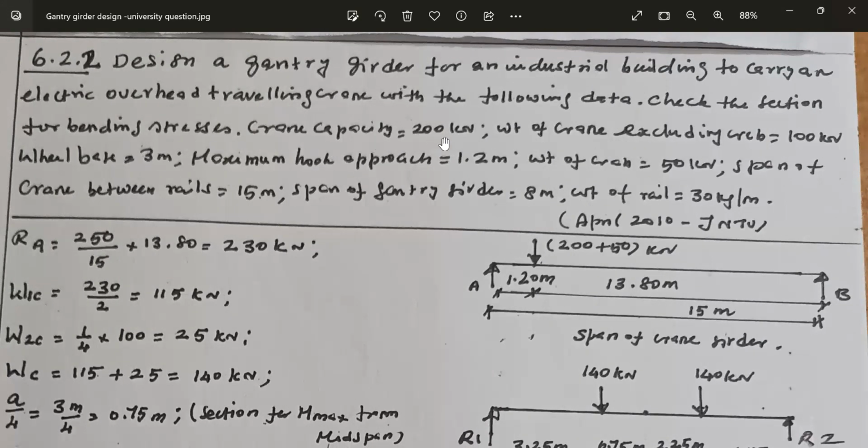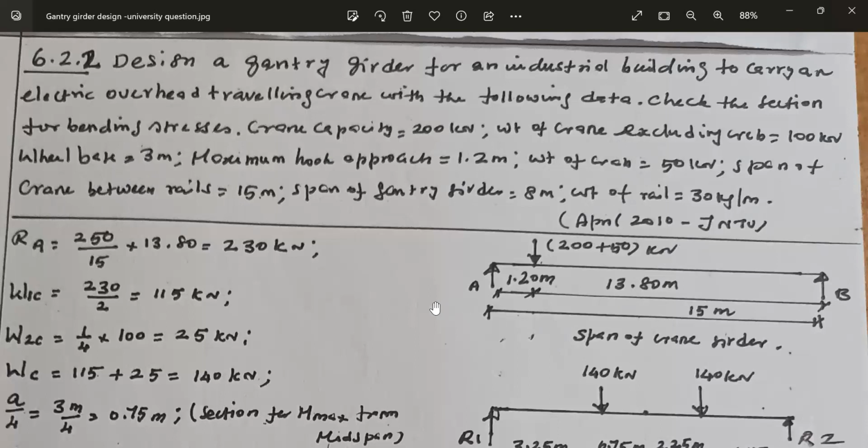Crane capacity 200 kilonewton, weight of crane 100 kilonewton, wheelbase 3 meter, maximum hook approach 1.2 meter, weight of crab 50 kilonewton, span of crane girder 15 meter, span of gantry girder is equal to 8 meter, weight of the rail is equal to 30 kilograms per meter. Crane girder will be across the building.